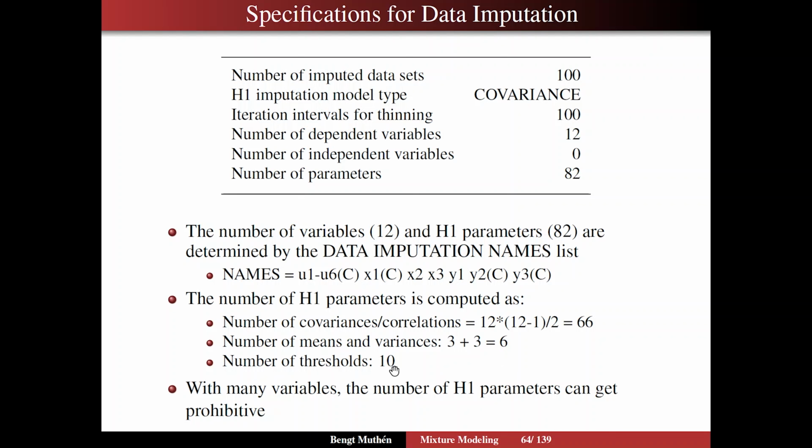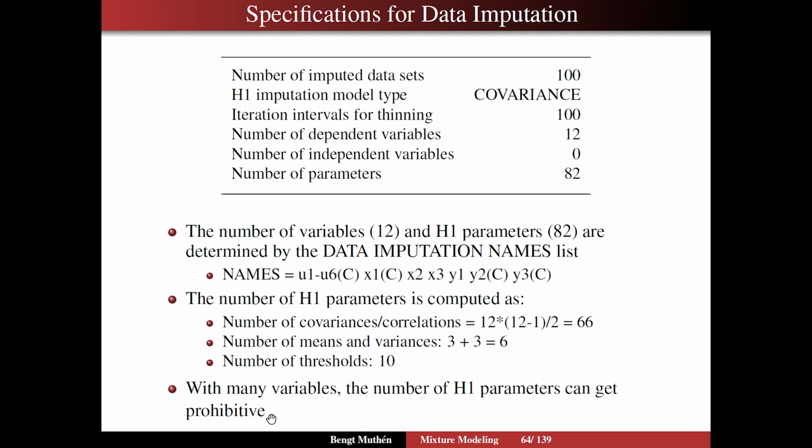And then I claim that we have 10 thresholds. So what's that? Well, we have 6 binary ones. That is 6 thresholds. A 7th threshold for the binary x1. And an 8th threshold for the binary y2. And then for y3, we have 2 more thresholds because it is a 3-category ordinal variable. So that gives you a total of 10 thresholds. So you can see that when you have many variables, the number of H1 parameters can get quite large and sometimes prohibitive.